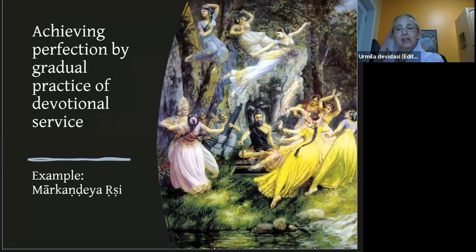So Markandeya Rishi is given by Rupa Goswami as an example of a sadhana siddha, a person who became perfect in devotional service through sadhana. Another example would be Narada Muni. And someone asked me the question about Narada, is Narada sadhana siddha or nitya siddha? In Narada's life as the son of a maidservant, he's certainly a sadhana siddha. Once he becomes the son of Lord Brahma, he's considered a nitya siddha, because he was siddha from the beginning of that life. He didn't perform any sadhana in that life, but he is a sadhana siddha.